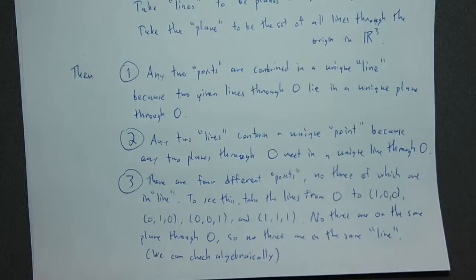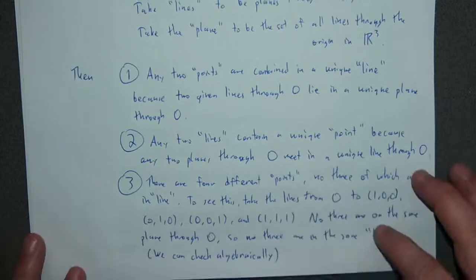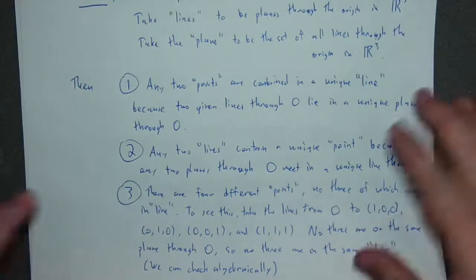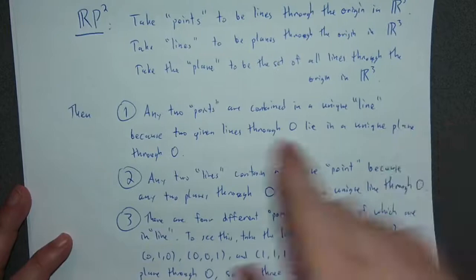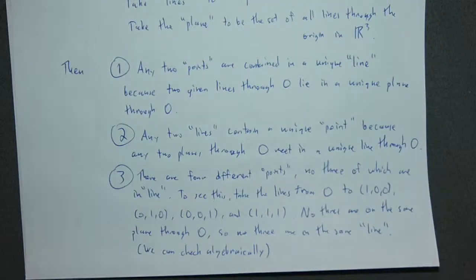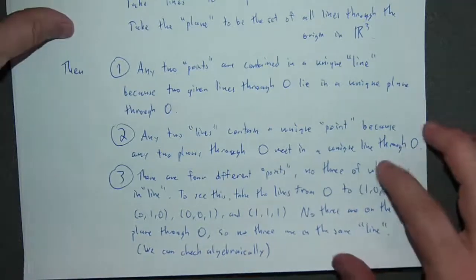Now, this shows us that RP2 defined in this way yields a model that is a setting in which the axioms of the projective plane are true. Now, why does this work out so nicely? Why does this work out in this way, where if we take these objects to be defined in this way, we get a nice, perfect setting for our projective plane?